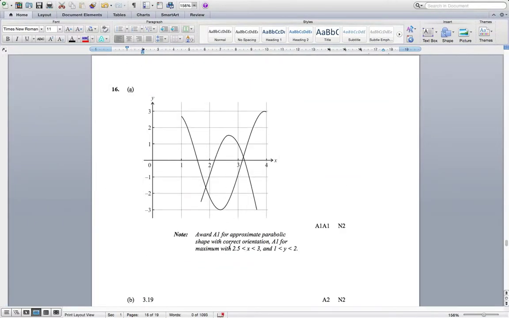Yeah, so award A1 for approximate parabolic shape with correct orientation, and A1 for maximum with x between 2.5 and 3. So you can see here the maximum is between 2.5 and 3, and the corresponding y value should be between 1 and 2. So it's a 2 mark for the graph.